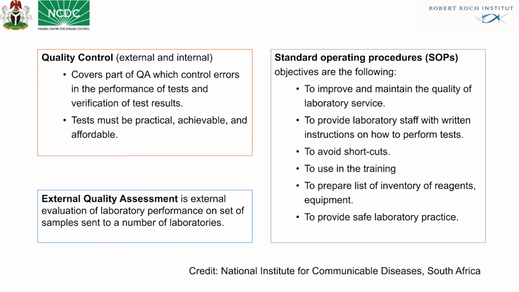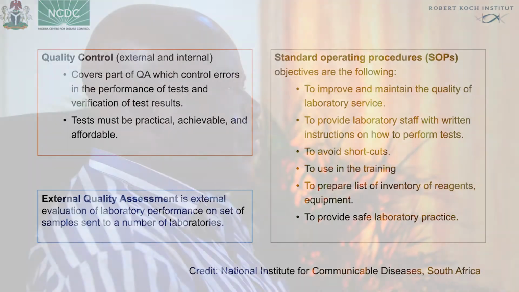Standard operating procedures, which are also called SOPs, have the following objectives that are backing them for use. It is to improve and maintain the quality of laboratory service, to provide laboratory staff with written instructions on how to perform their tests, and also to avoid shortcuts, to use in the training, to prepare list of inventory of reagents and equipment, also to provide safe laboratory practice.